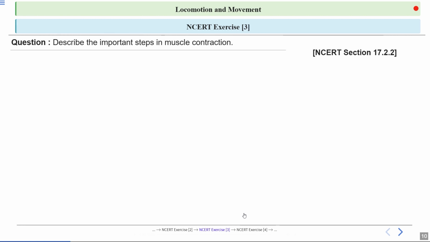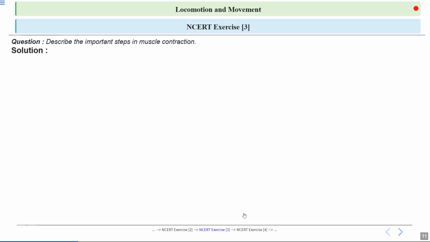Now, this is question number 3, and the question is: describe the important steps in muscle contraction. So, you know that this is a key process in how our bodies move, from walking to picking up objects. So, let's identify the starting point, that is the signaling. The signal for muscle contraction.